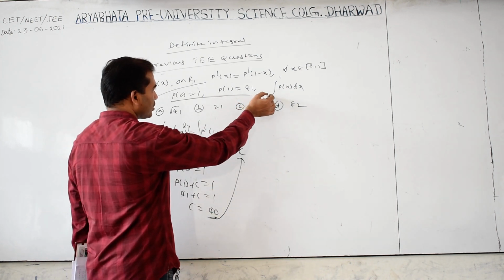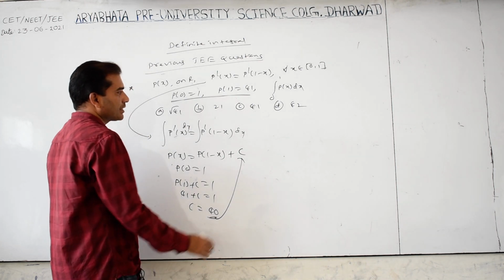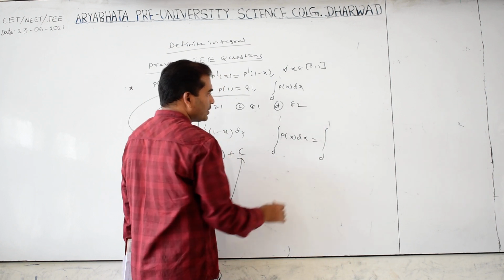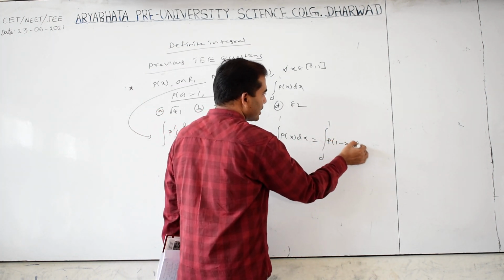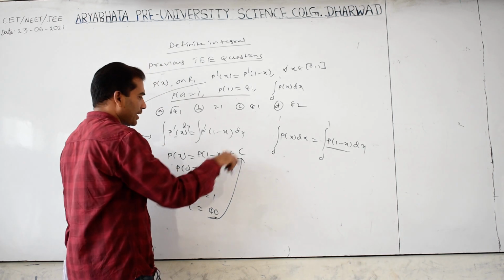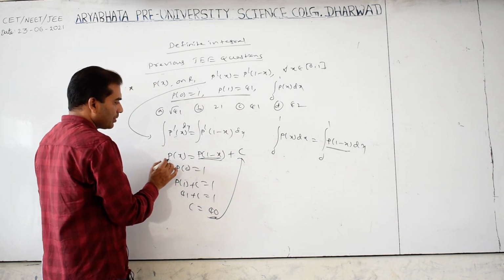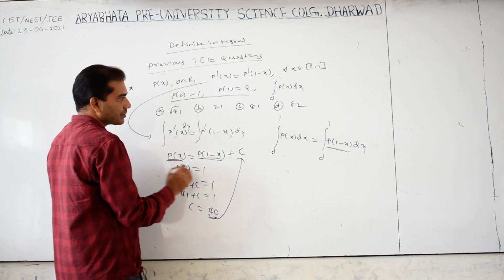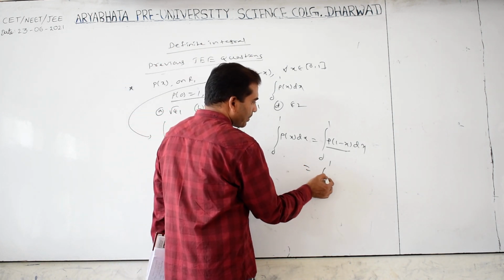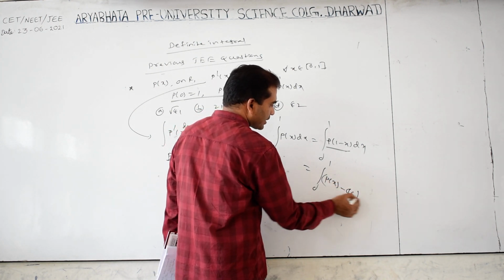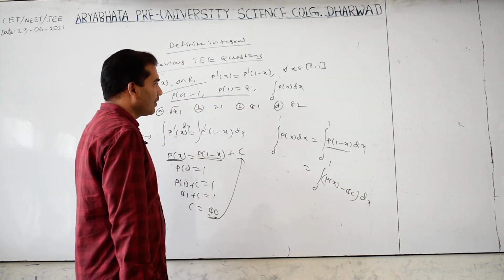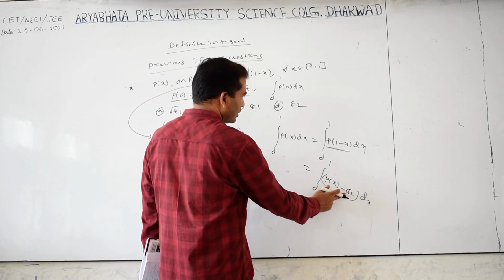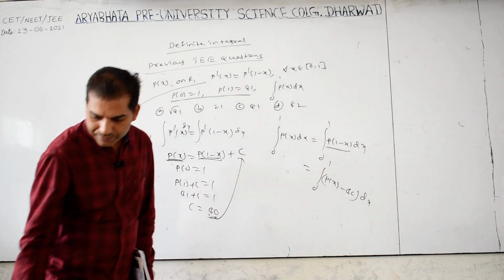We want the integration of 0 to 1 of p of x dx. So, the integration of 0 to 1 of p of x dx is equal to the integration of 0 to 1 of p of 1 minus x dx. Both are the same by property. So, p of 1 minus x is equal to p of x minus c, that is 40. So, the integration of 0 to 1 of p of x minus 40 dx. What is the p of x here? We want to find p of x only from 0 to 1. So, 40 is there here, understood?